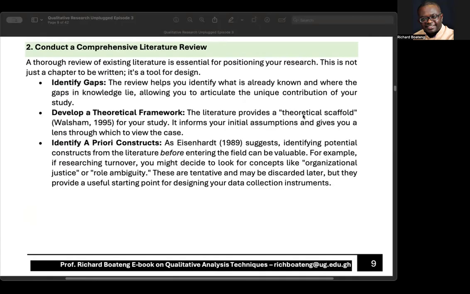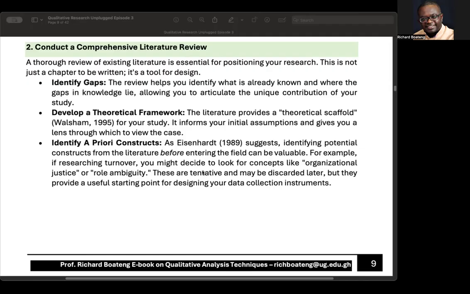Finding your niche? Precisely. Second, the literature review helps you develop your theoretical framework. This isn't just a summary of theories, it's what Walsham called a theoretical scaffold. It provides a lens, informs your underlying assumptions, and guides how you'll interpret your findings. And it helps identify things to look for initially.